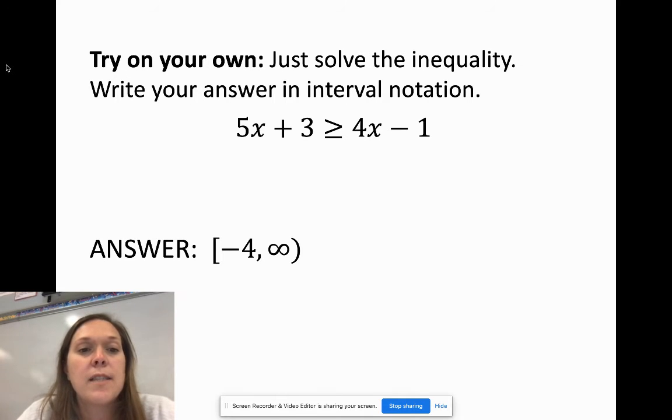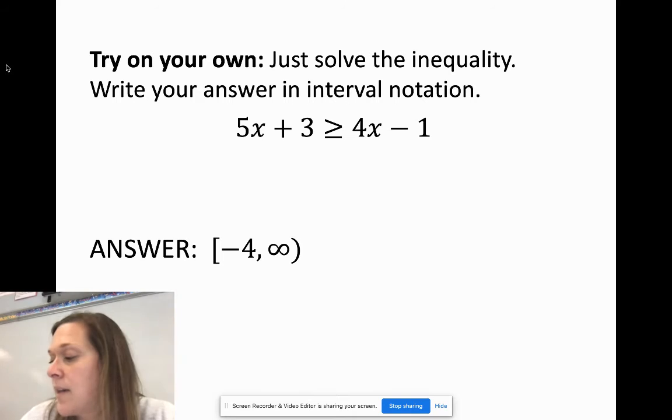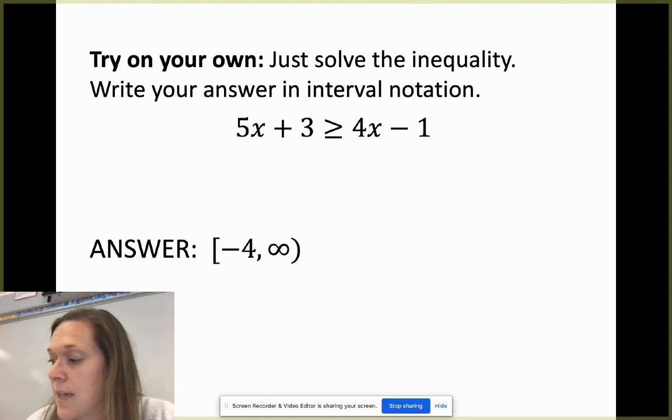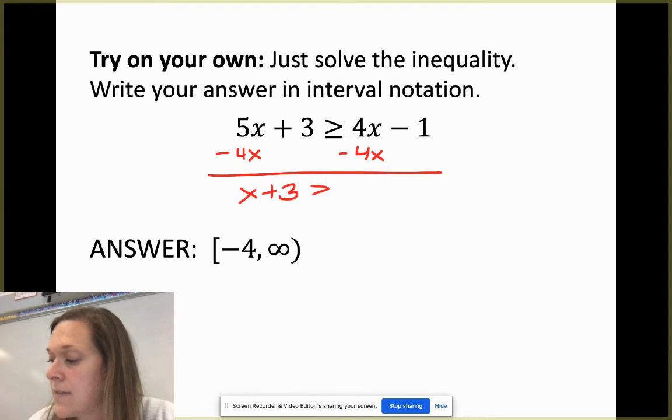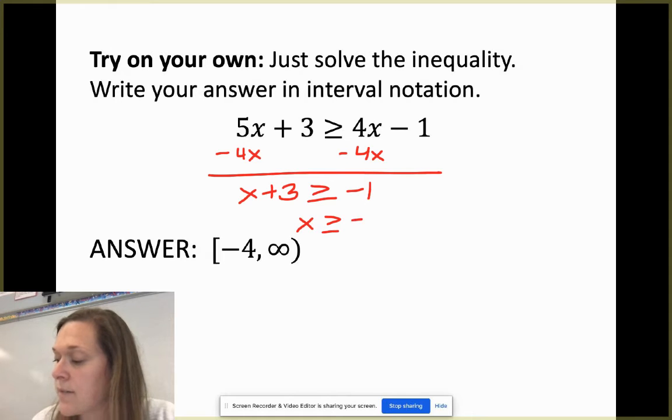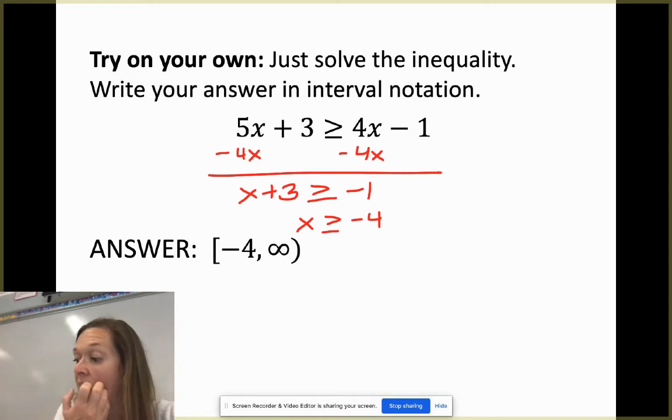Hopefully your answer was bracket negative 4 to infinity. And just from feedback before, I'll actually work through it to see how your mistakes occurred. So subtracting 4x from both sides gets us x plus 3 is greater than or equal to negative 1. Subtracting 3 gets you x is greater than or equal to negative 4, right?